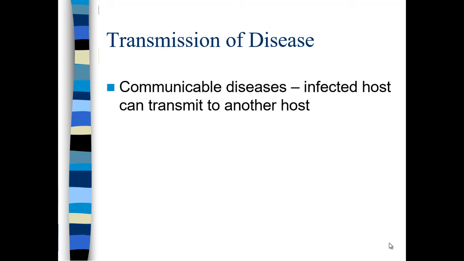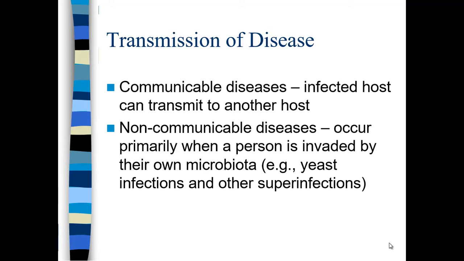And then when we're looking at diseases, a lot of times you hear the term communicable. A communicable disease means that the infective host can transmit the disease. So if the infected host is in the population, then that disease can spread. A non-communicable disease, however, is when a person is infected by their own microbiota, either because their normal flora is out of check with a yeast infection, or you have infective bacteria that get into the wrong portal, like Staphylococcus aureus in an open wound. They have the disease, they cannot transmit the disease.